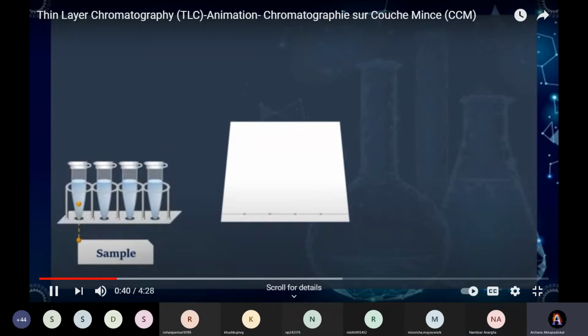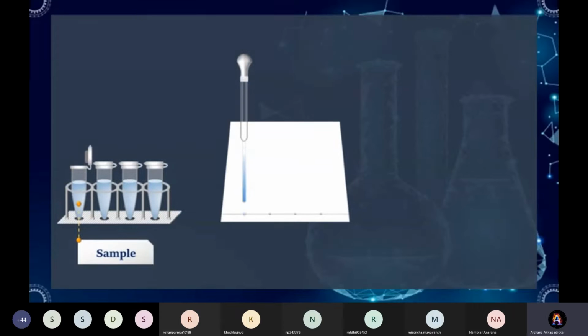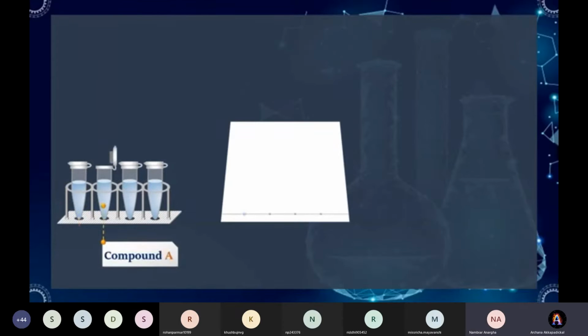Compounds present in a given sample mixture. A small drop of the mixture is placed on the baseline of the thin layer plate. And similar small spots of known compounds are placed alongside it.